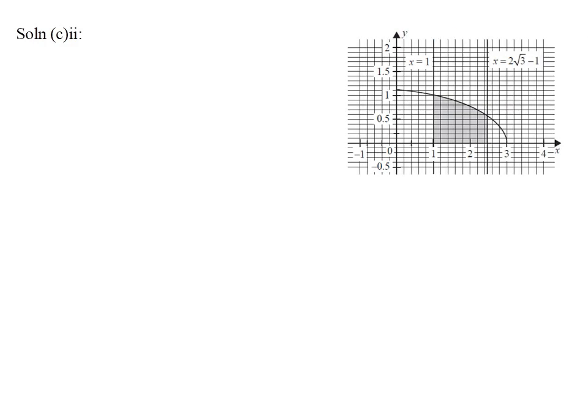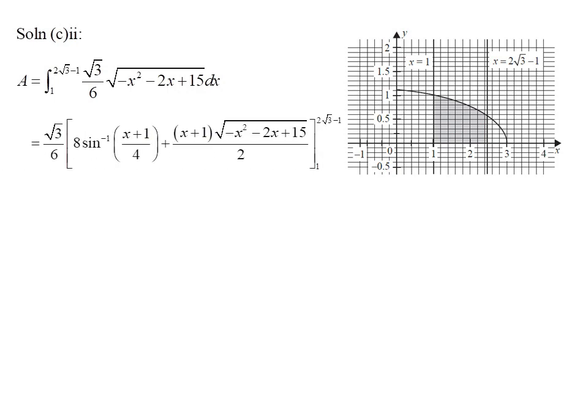The second section of part C is to calculate the bounded area as shown in the diagram. So the area equals the integral from 1 to 2 square root 3 minus 1 of square root 3 over 6 multiplied by the square root of negative x squared minus 2x plus 15 with respect to x. According to the given criteria in section 1 of part C, the area equals the function stated in section 1.